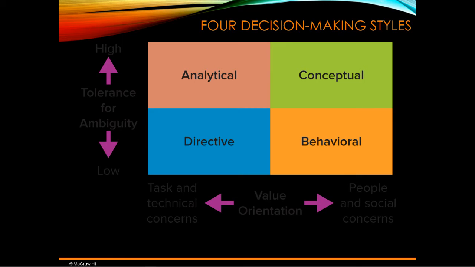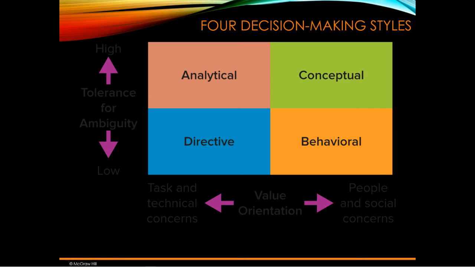So there are four decision-making styles that we can think about. A decision-making style is how an individual perceives and comprehends stimuli and the general manner in which he or she chooses to respond to such information. Decision-making styles vary along two dimensions: value orientation and tolerance for ambiguity. Value orientation reflects the extent to which an individual focuses on either task or technical concerns, or people and social concerns, when making a decision. And tolerance for ambiguity represents the extent to which a person has a high need for structure or control in his or her life.